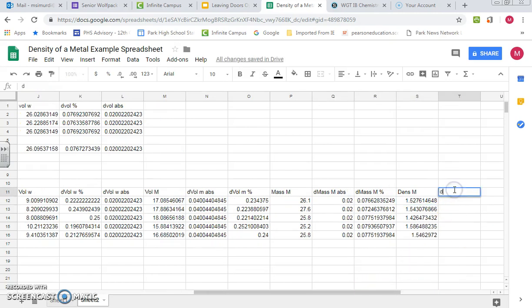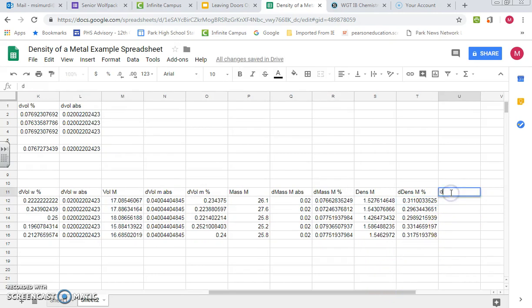As far as uncertainties go, I'm going to do the percentages first. Because I did division, I have to add the percents. So I'm going to add this mass percent one, and I'll add it to the volume percent of the metal. And we can fill that down. And now lastly, if I wanted, I can have these right here. And it will equal this number divided by 100 times the overall value. And we'll fill that down.